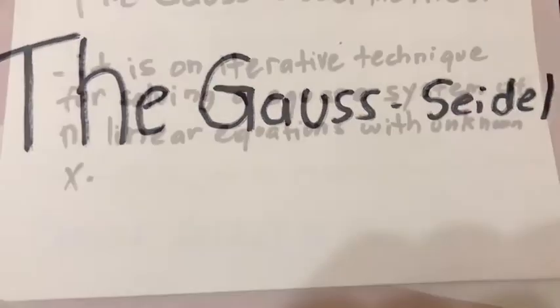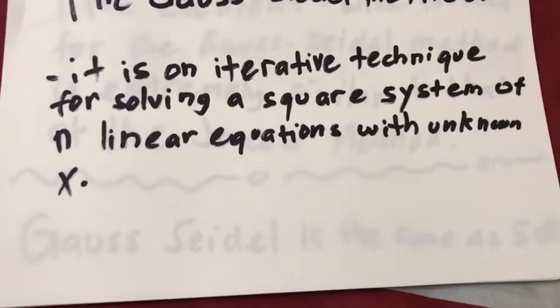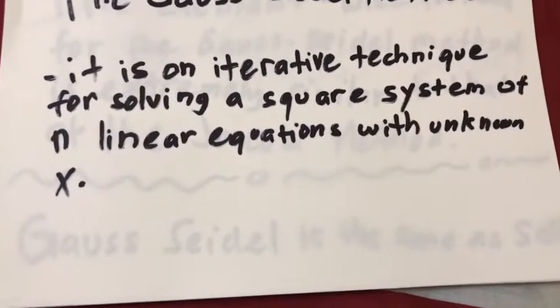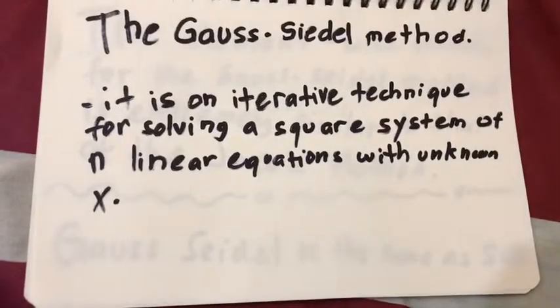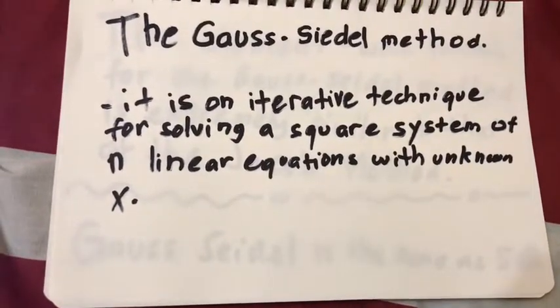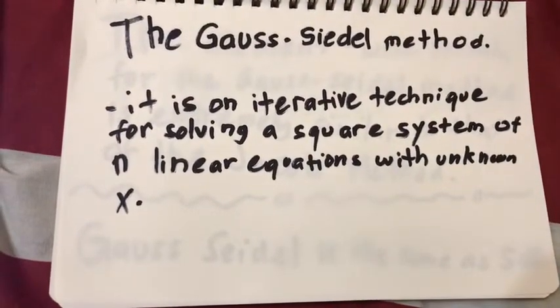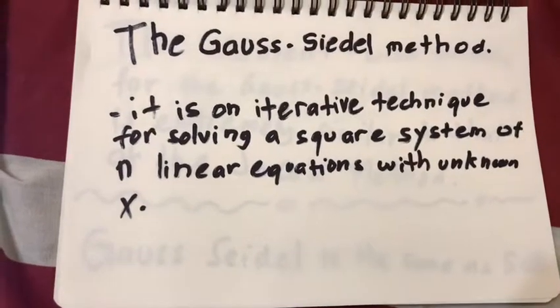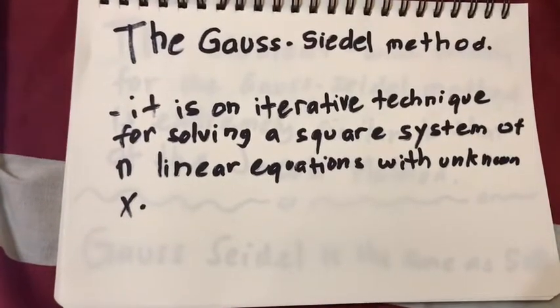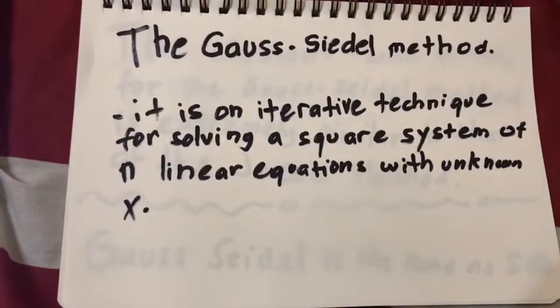The Gauss-Seidel Method. It is an iterative technique for solving a square system of n linear equations with unknown x. The Gauss-Seidel Method, also known as the method of successive displacement, is an iterative method used to solve a linear system of equations. It is named after the German mathematician Carl Friedrich Gauss and Philipp Ludwig von Seidel, and is similar to the Jacobi method.